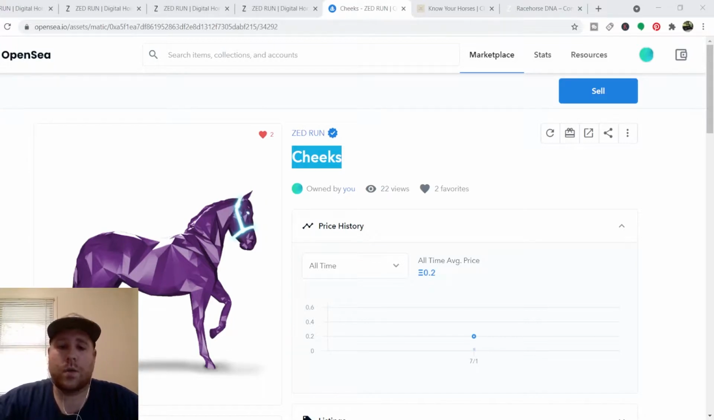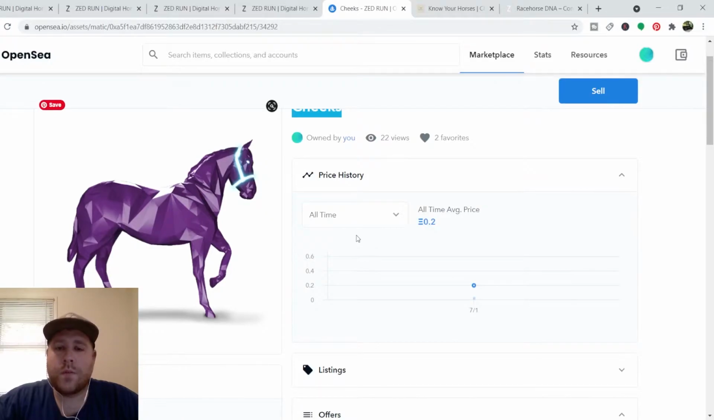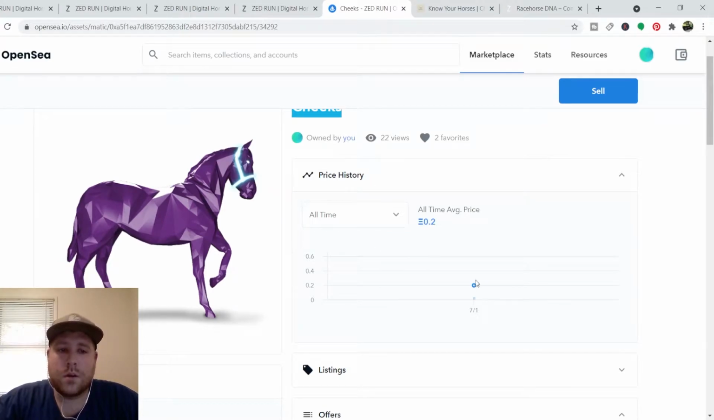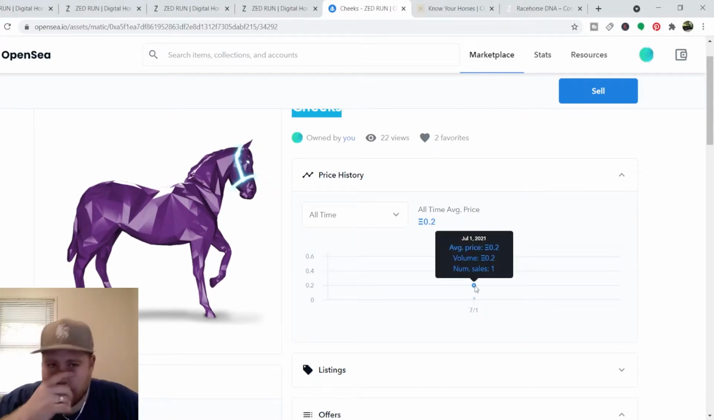So most people are buying their horses off the secondary market right now. So this is going to be OpenSea. This is where you see your horse at. Every photo from this screen. You can see a couple different things. You can see your price history. So as you can see, I bought this horse back on July 1st for 0.2.